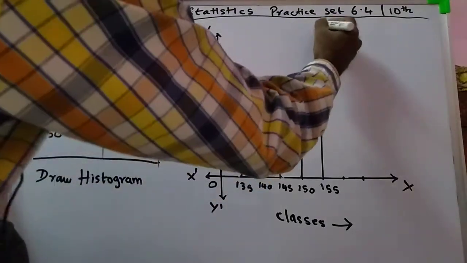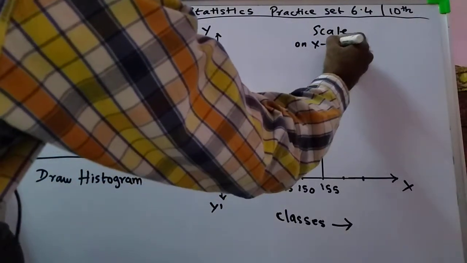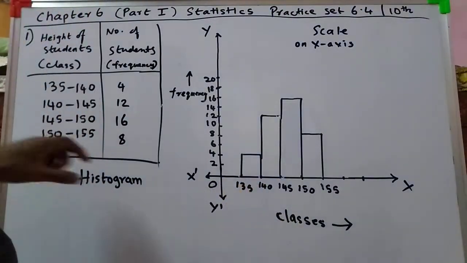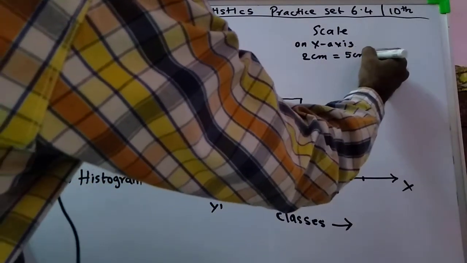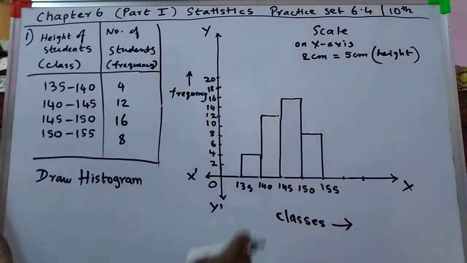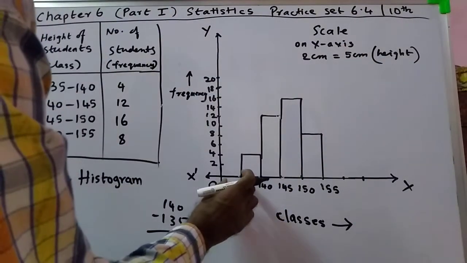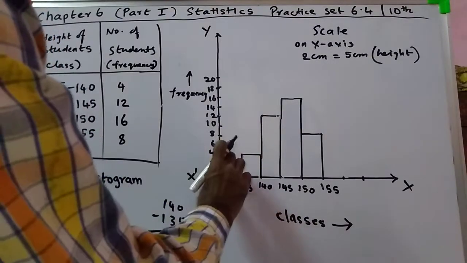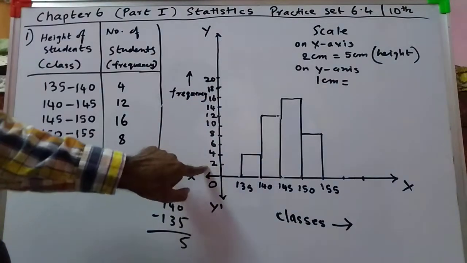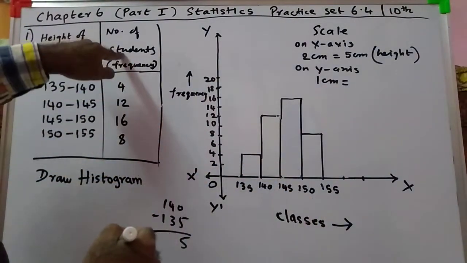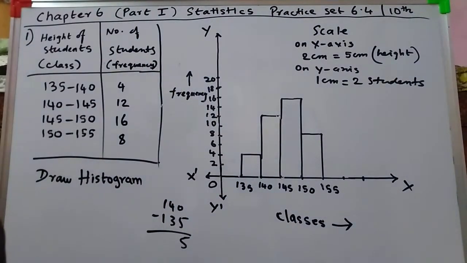Write your scale also. On the x-axis, 2 centimeter is equal to 5 centimeter height, because here 140 minus 135 is 5. That's why here it is 2 centimeter. Now here 1 centimeter. On the y-axis, 1 centimeter is 2 students. So this is the way you have to do it.